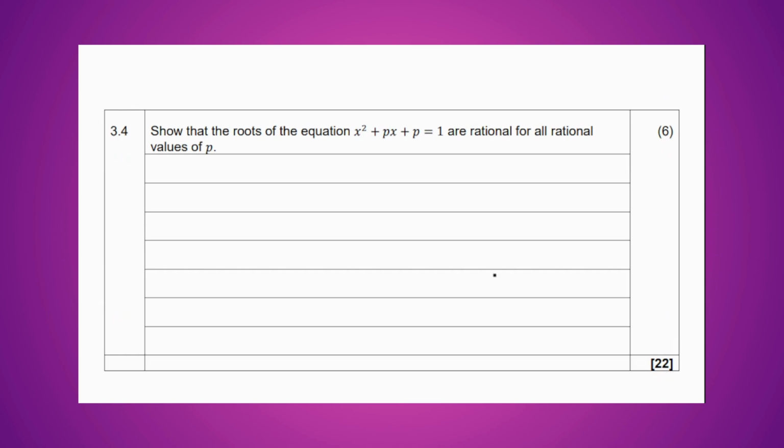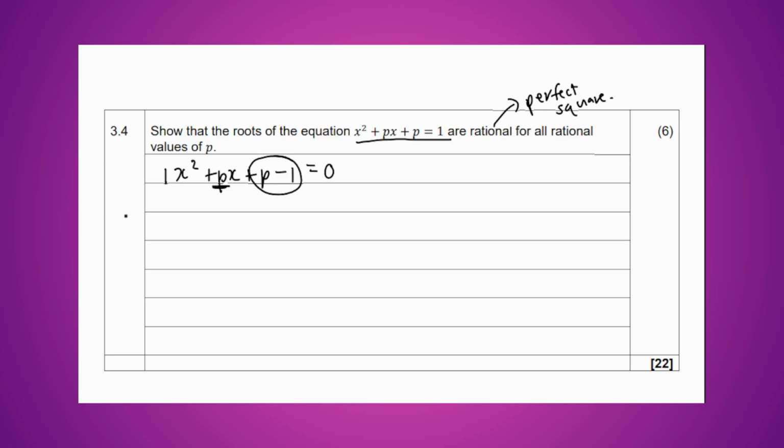And then our last question, show that the roots of this equation. Okay, so they haven't given it to you as roots yet. You still have to do the delta part. Show that the roots are rational for all rational values of p. Rational. So they're asking you to prove that it's a perfect square. So firstly, go write this so it's in standard form. So you have x squared plus px plus p minus 1. Then your a is 1, there's your b, and this whole 2 terms is your c.